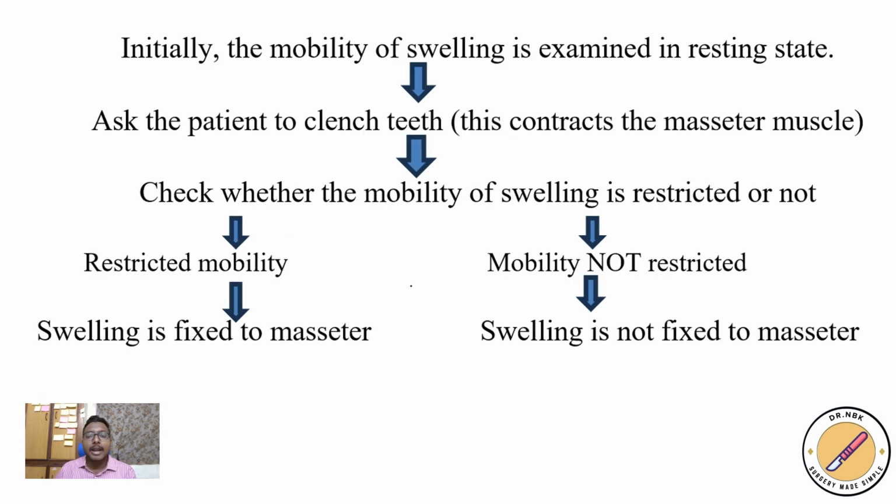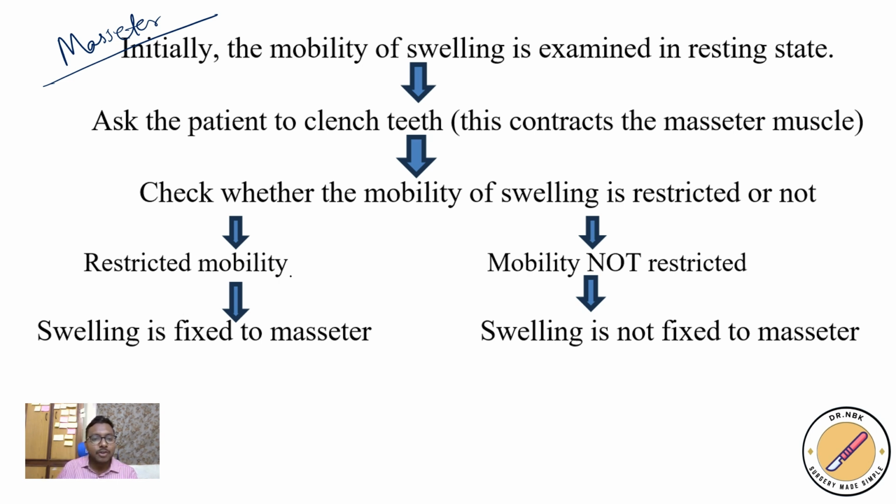Next. Now if it is a large swelling which is hard and you are suspecting malignancy, you want to know whether the masseter is involved or not. To understand masseter involvement, whether the tumor is fixed to the masseter or not, initially, just like previously, you will examine the mobility of the swelling in the resting state. Then you will ask the patient to clench the teeth so that the masseter muscle contracts. Now again with the taut masseter, you will check for the mobility of the swelling.